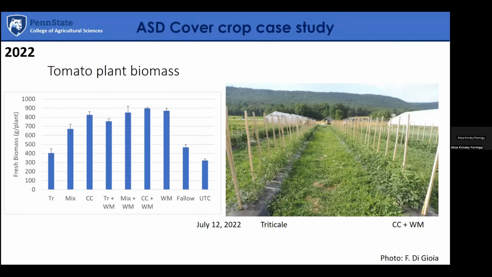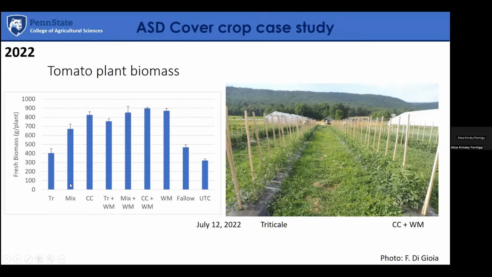So we'll cover here the tomato plant biomass, which is just assessing the size of the tomato plants. And this was done about a month after planting them. So you can see in the picture and also in the graph on the left here that the tomatoes grown after triticale tended to be smaller, at a similar level to our fallow control plots here.